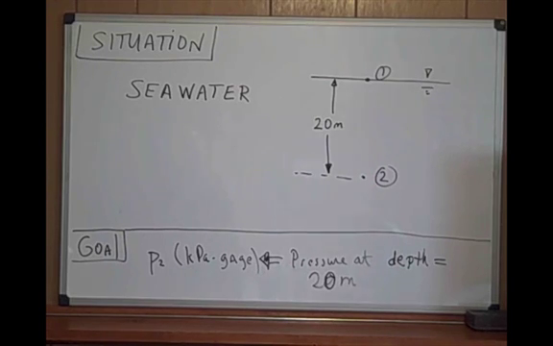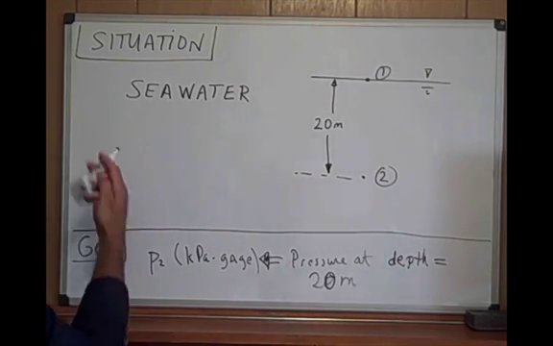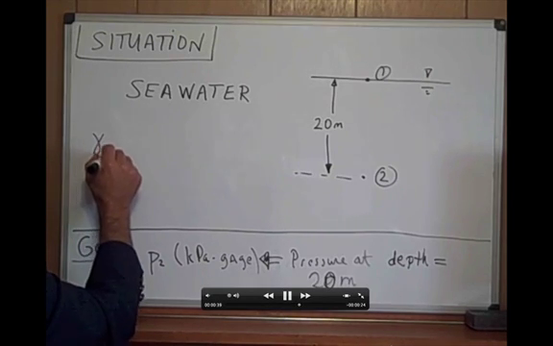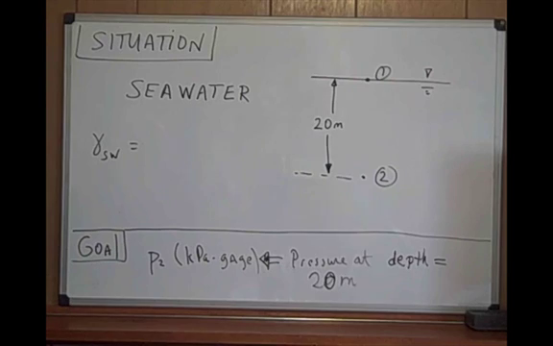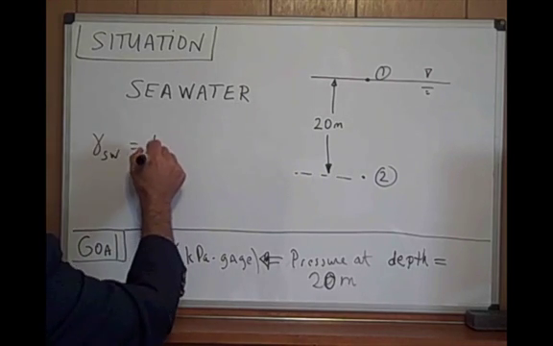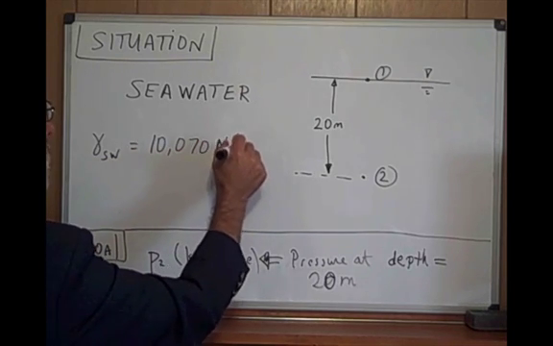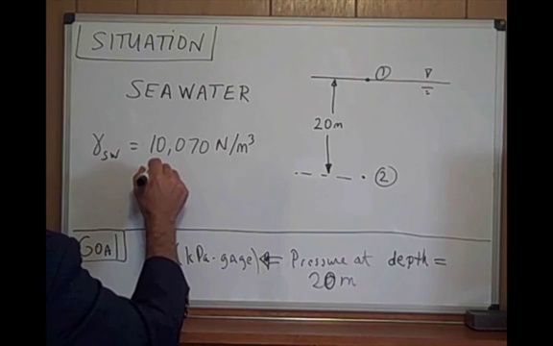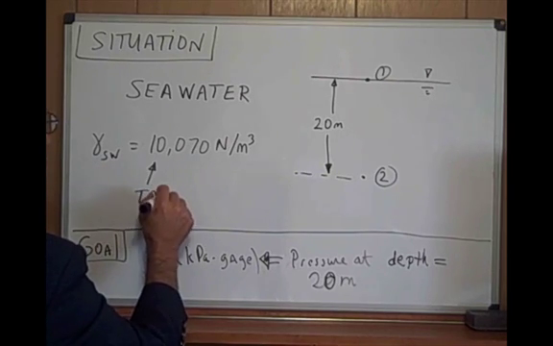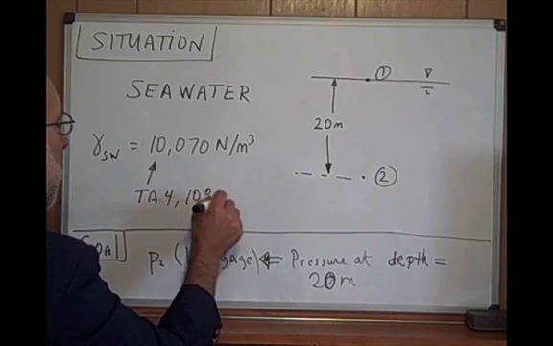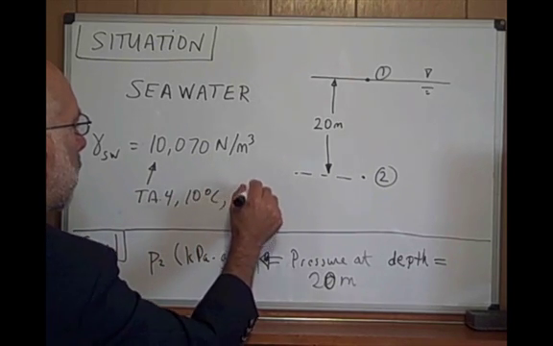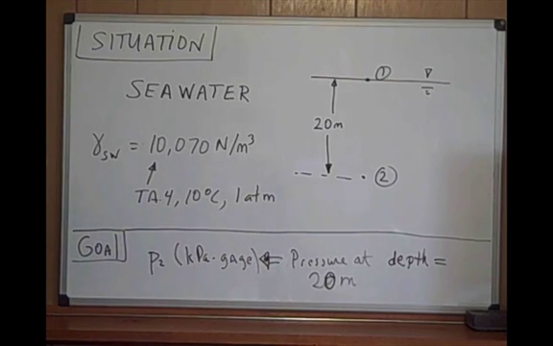To characterize weight, let's look up the specific weight of seawater. This can be found in table A.4. The value is 10,070 newtons per cubic meter. Again, that's table A.4, and that value is at 10 degrees C and 1 atmosphere.